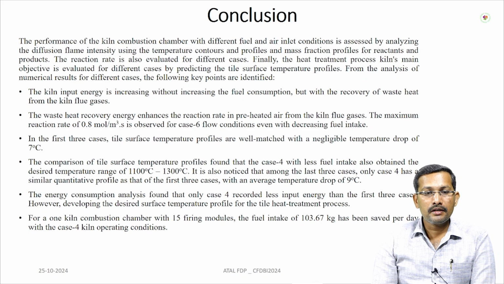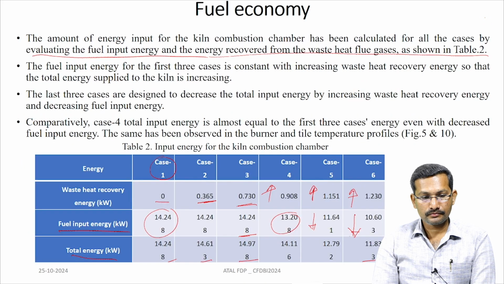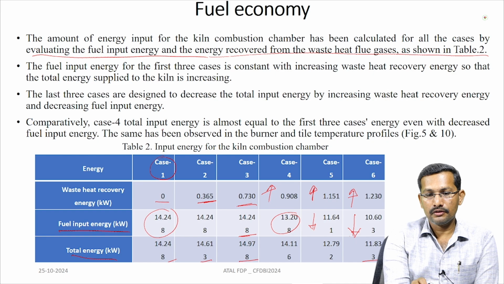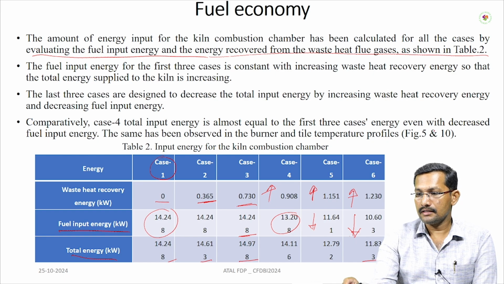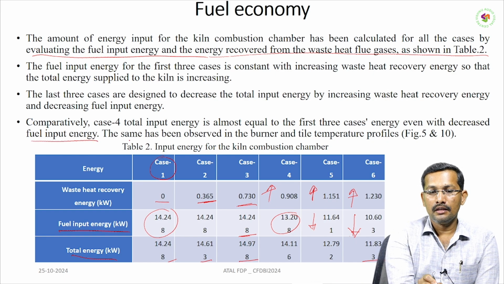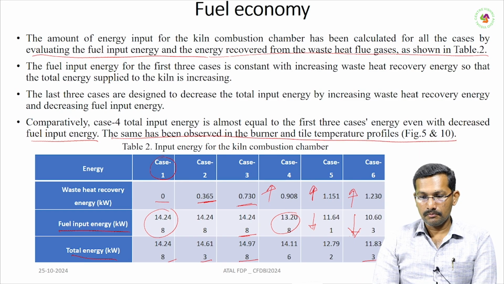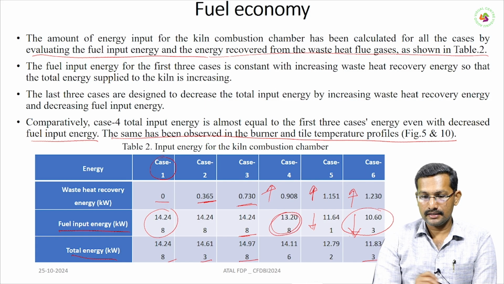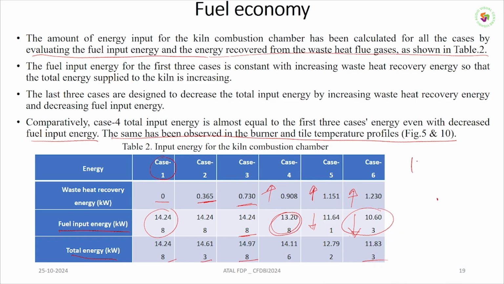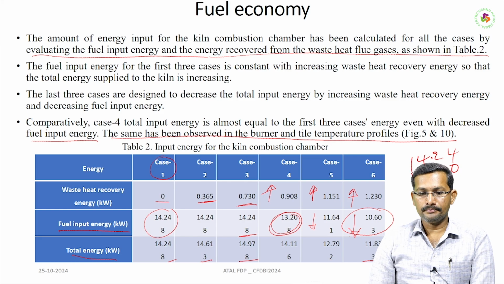Now the performance of the kiln combustion chamber: comparatively, in case 4 the total input energy is almost equal to the first three cases even with the decreased fuel input energy. The same has been observed in the burner temperature profile also. Okay, that is the main point. So finally we are decreasing the heat energy, like in case 4, which has less heat input energy. The first case is 14.24, in this case 13.20. Now there is a difference of almost 1 kilowatt of input energy.